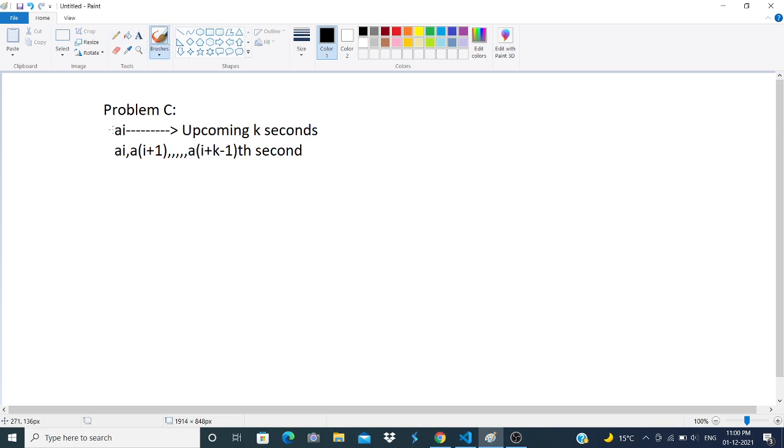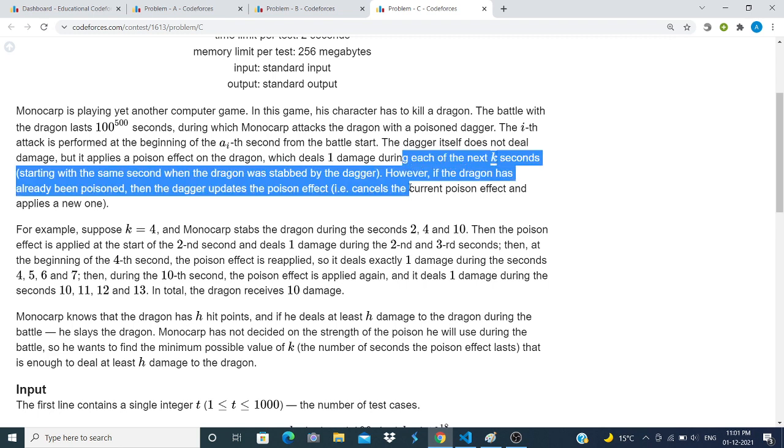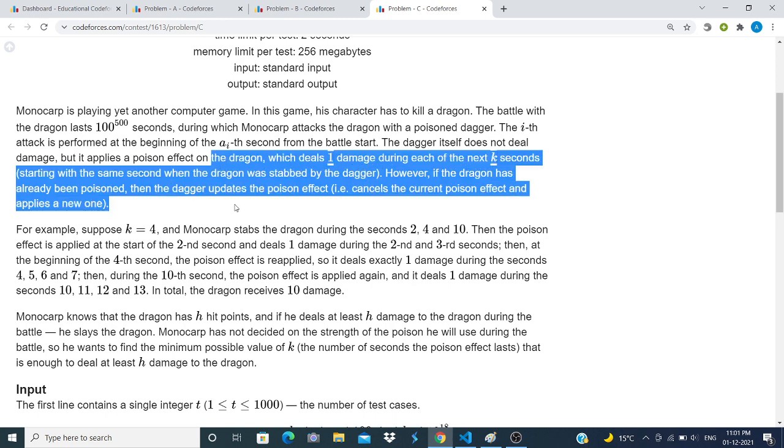Putting a dagger on the dragon will cause damage starting from the a_i-th second and ending at a_i + k - 1. It means that it will cause damage for k seconds, right? So it will cause damage for the next k seconds, starting with the same second when the dragon was stabbed. However, if the dragon has already been poisoned, the dagger updates the poison effect, right?